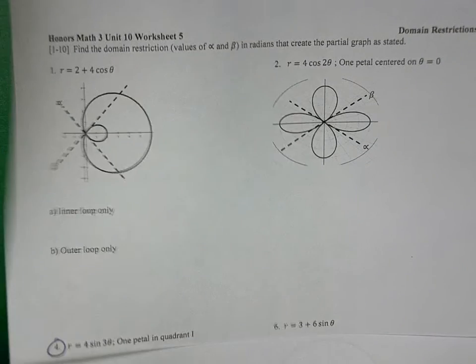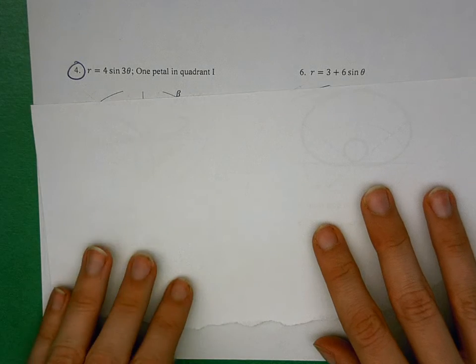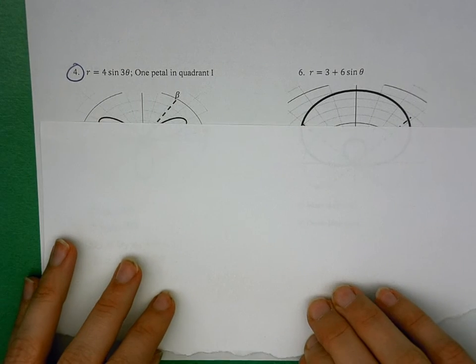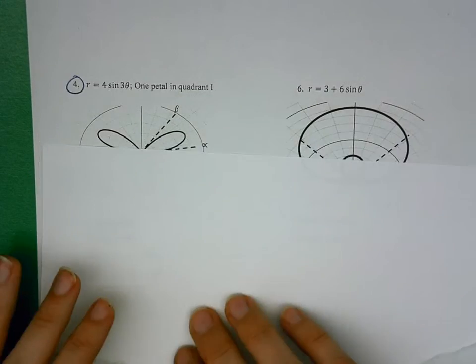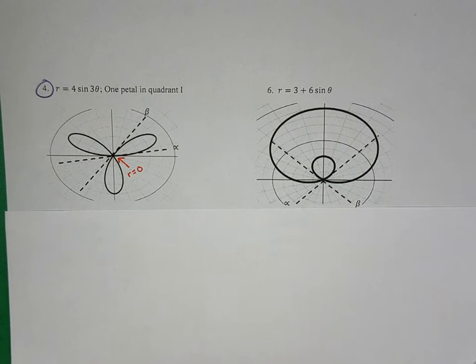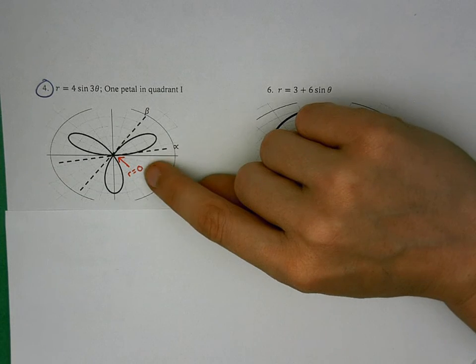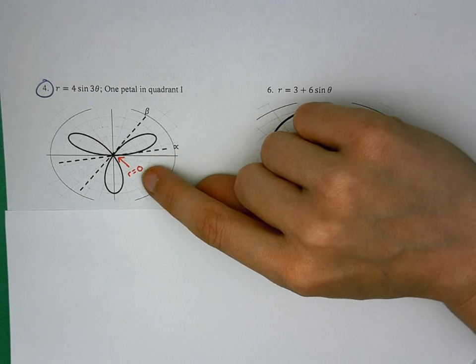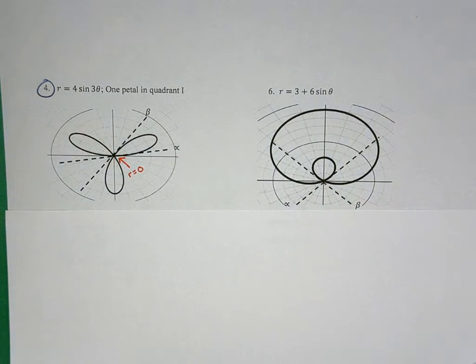To start us off, we're looking at number 4, which is r equals 4 sine 3 theta, 1 petal in quadrant 1, which gives us this graph here. A reminder from the notes video that what we know is that r equals 0 at that point. We don't actually know what our theta is, because theta could technically be anything if you think about your r theta coordinate points that we learned to graph in 10.1.